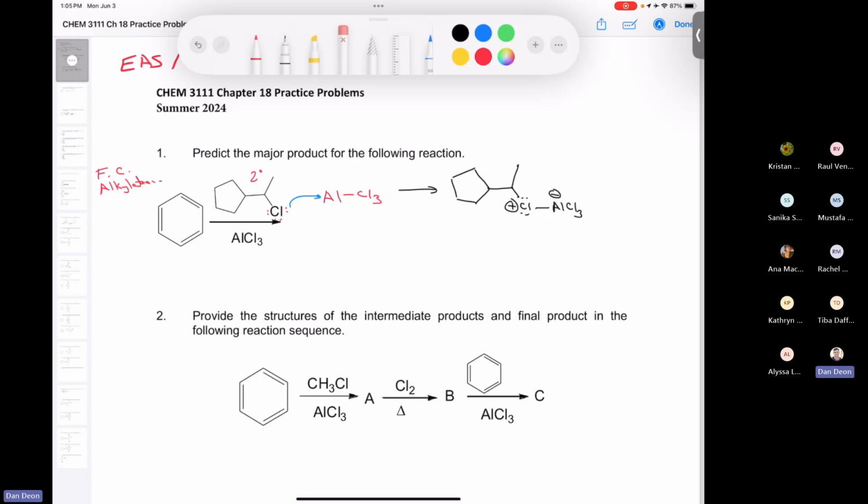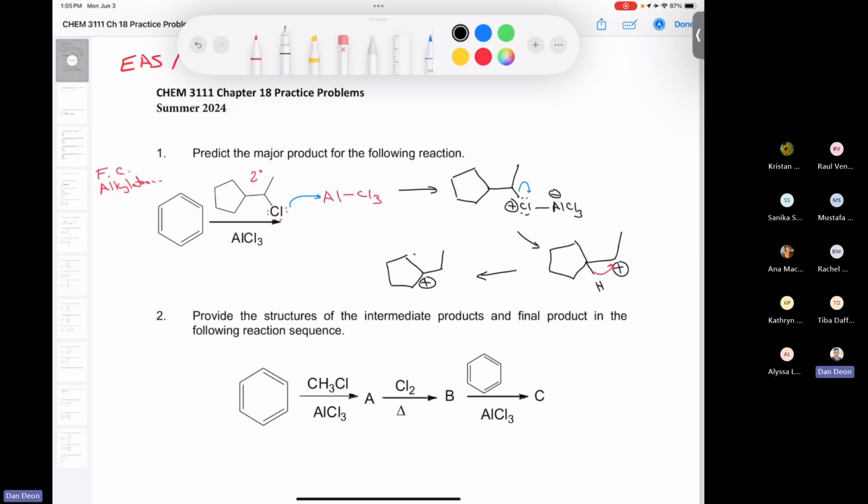So we can think about this as a carbocation, right? Because this is going to break apart. So this will break apart, and we'll end up with a secondary carbocation, which is going to look something like this. Okay, and we know that there's a proton here, and that's going to undergo a hydride shift to give us a more stable tertiary carbocation, which is going to look like this.